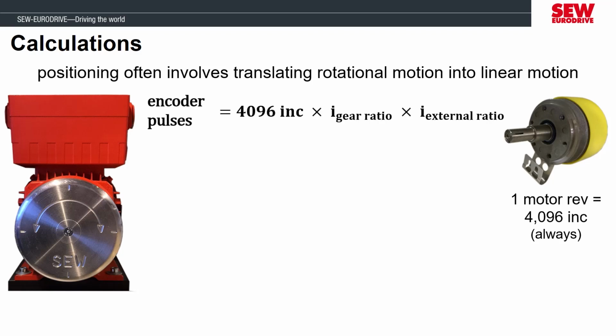So when we look at this encoder pulses equation, this 4,096 increment value will be a constant. A lot of times the motor is attached to a gear reducer, and that ratio has to be multiplied in. And if there is additional ratio from sprockets or more gearboxes, we have to account for that as well in this equation. If we multiply all those values together, it represents how many encoder pulses will occur if there is one full rotation at the driving wheel or the final gearbox output shaft.